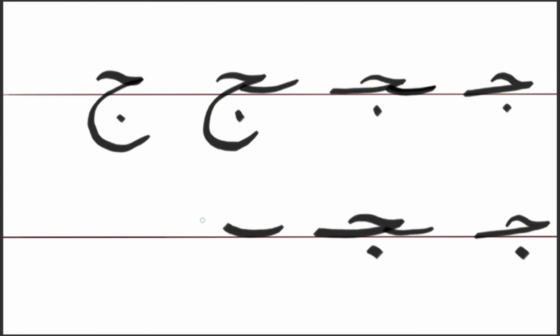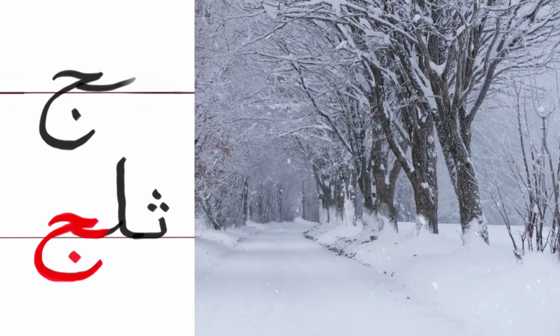Final. This is how we draw this letter when it appears at the end of a word where the preceding letter connects to it. This is exactly what appears in the following Arabic word, ثلج, which means the snow in English.